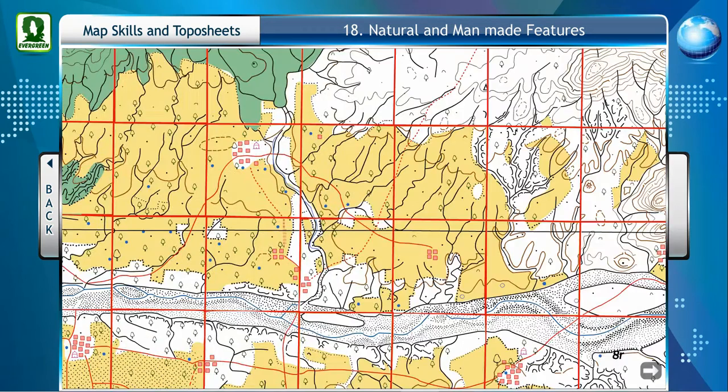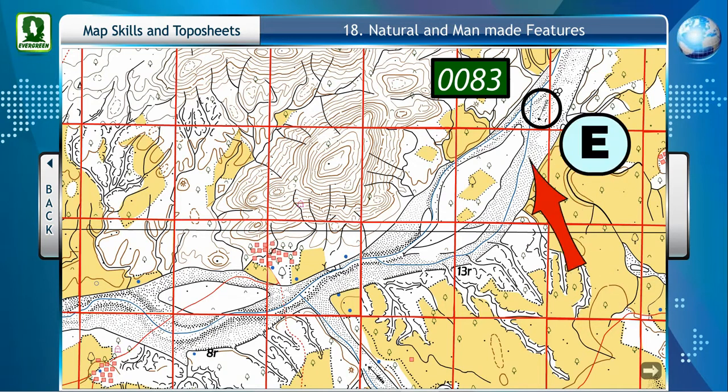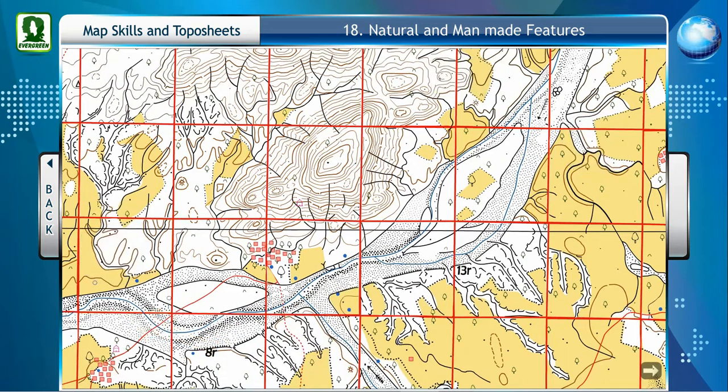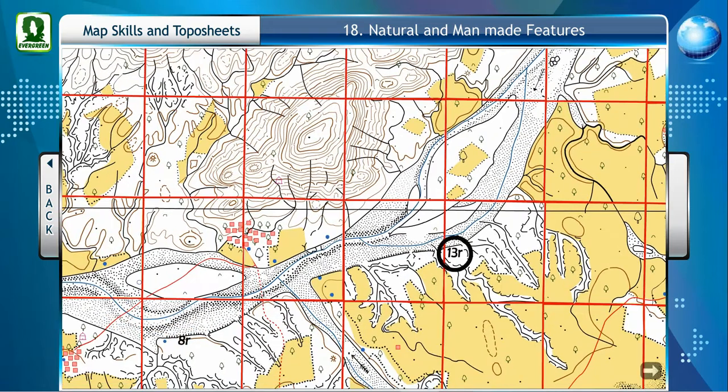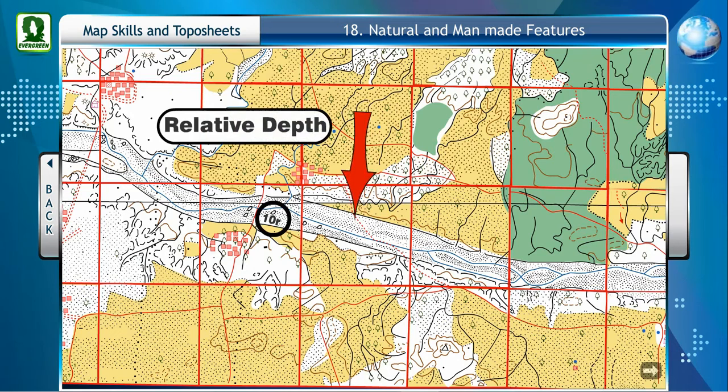Yes, an arrow marked at grid 0083 indicates that the direction of its flow is from east to west. The figure marked as 13R, 8R, and 10R shows its relative depth.